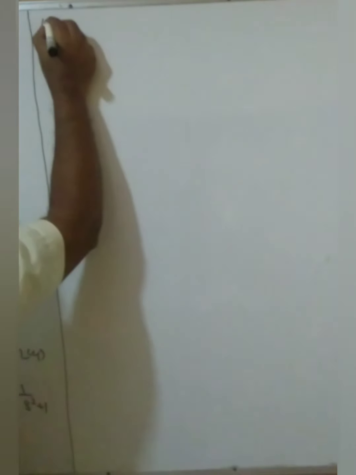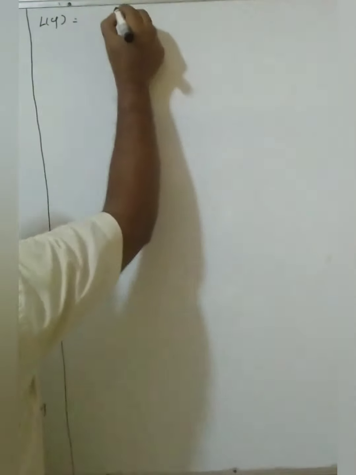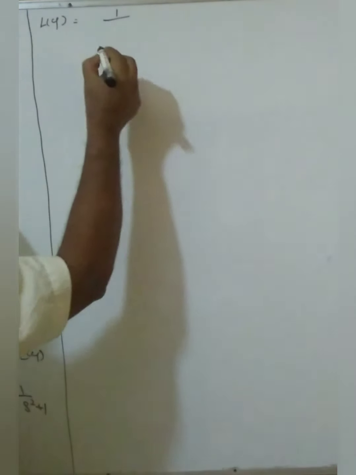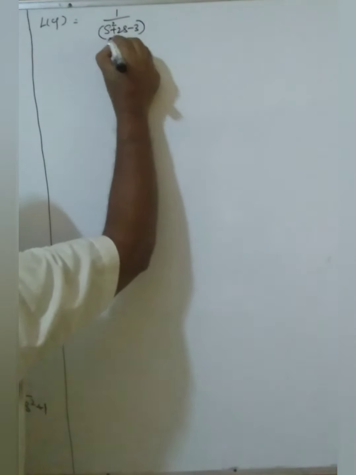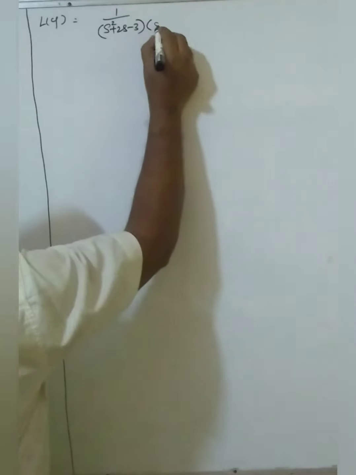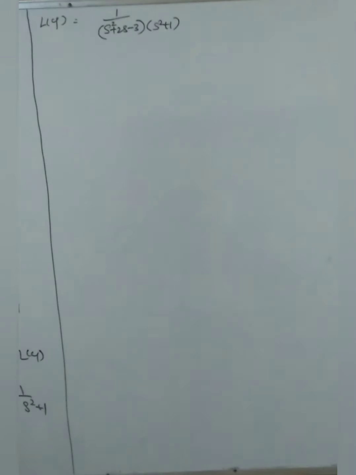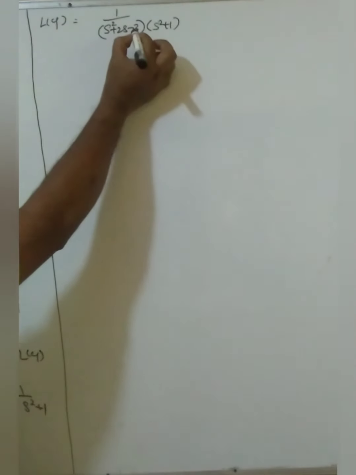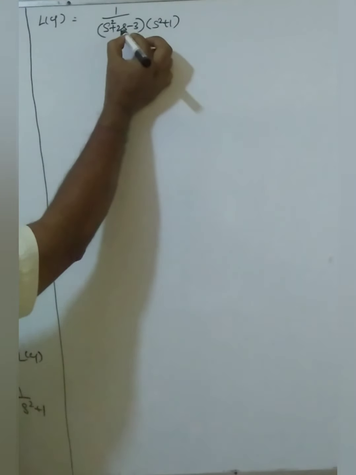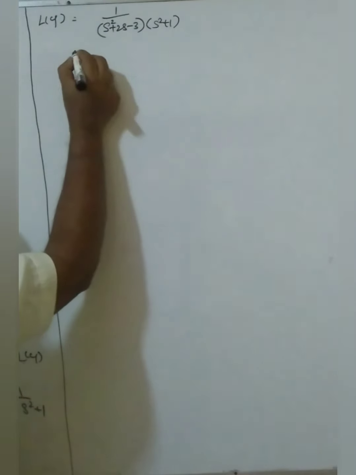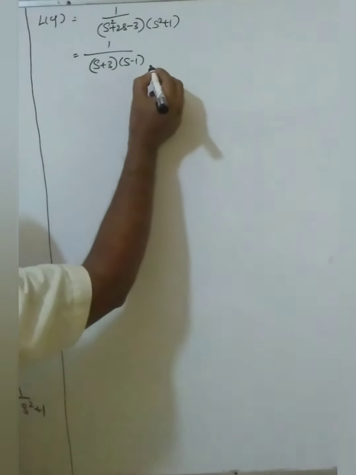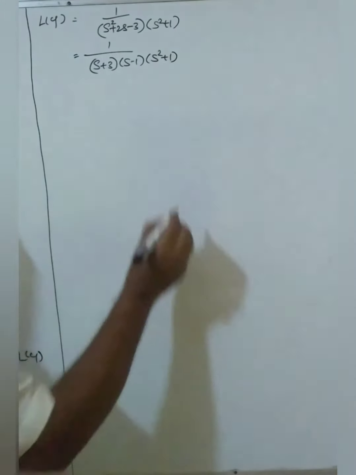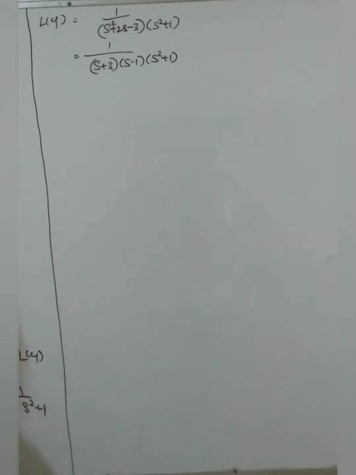L of y equal to 1 by s square plus 1 into s square plus 2s minus 3. Now the product is minus 3, the sum is 2, so we can factorize this. That is equal to 1 by s plus 3 into s minus 1 into s square plus 1. Here we can apply the partial fraction method.